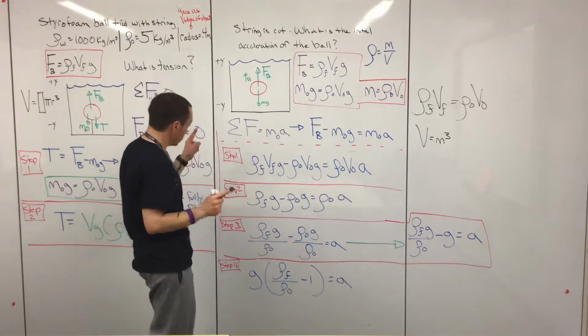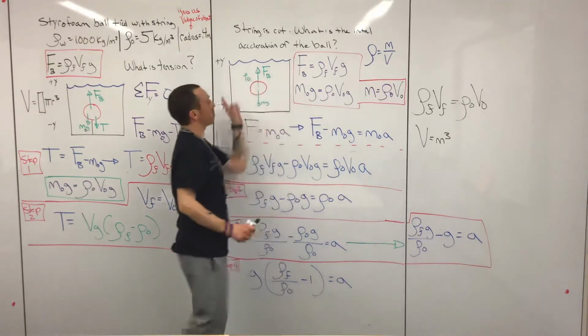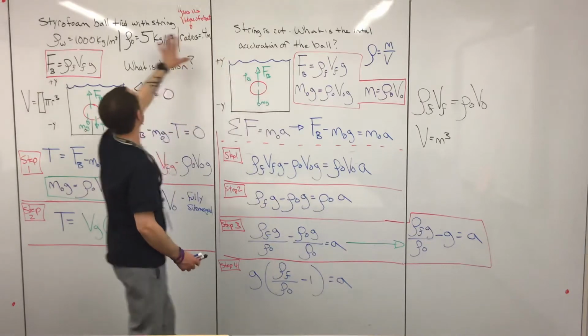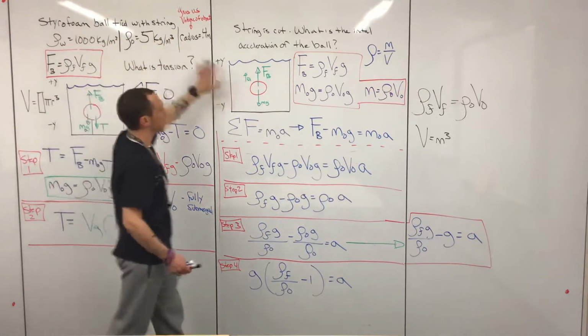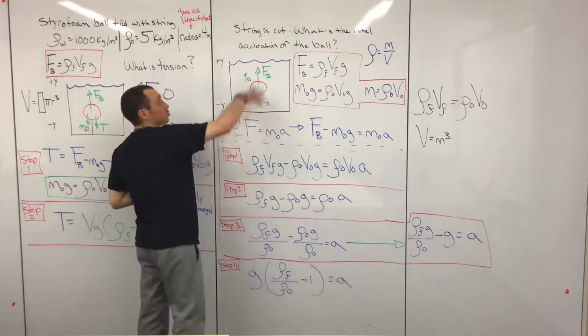All right, so once we have our free body, because we know our givens, we know the density of the fluid, we know the density of the object and the radius of the object, we can write our free body diagram.